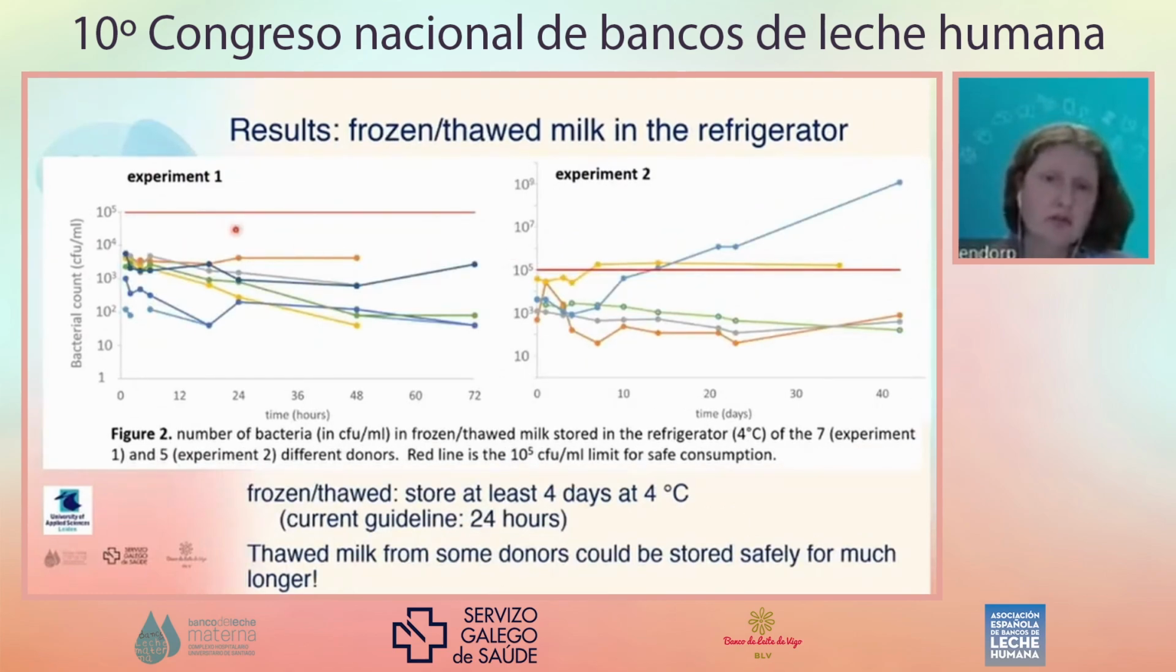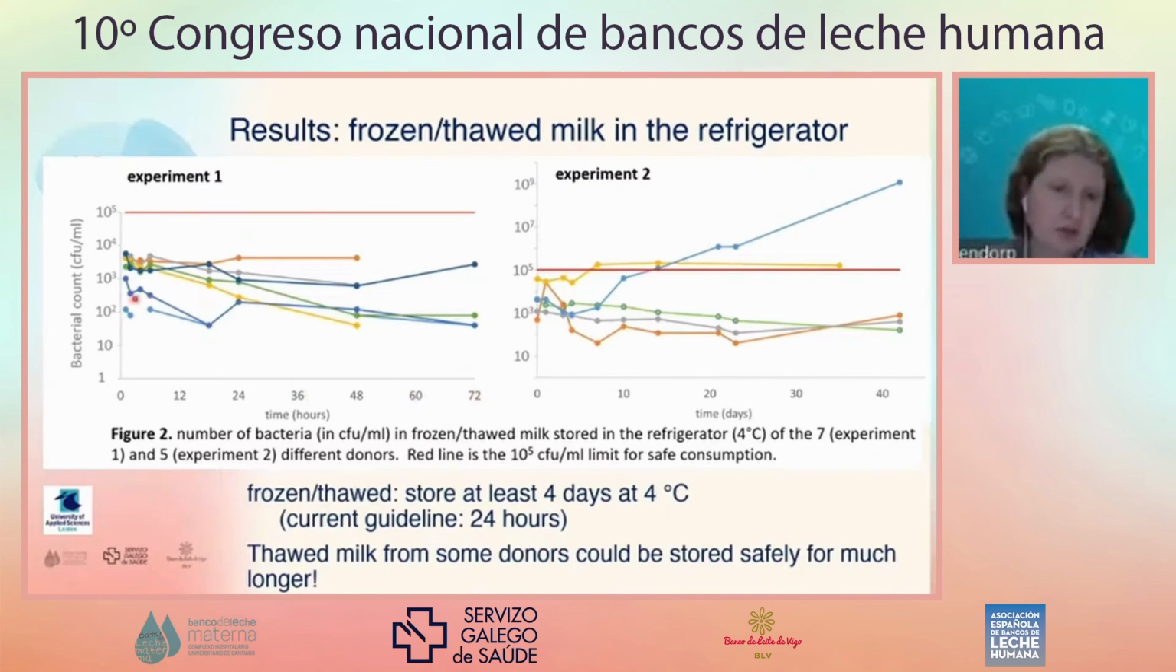These are the results for the frozen and thawed milk in the refrigerator. And you see more or less the same. The difference between experiment 1 and experiment 2 is the timeline. Because the current guideline says that you can only keep frozen and thawed milk for 24 hours in the refrigerator, we only studied the milk for 3 days and then we stopped the experiment.